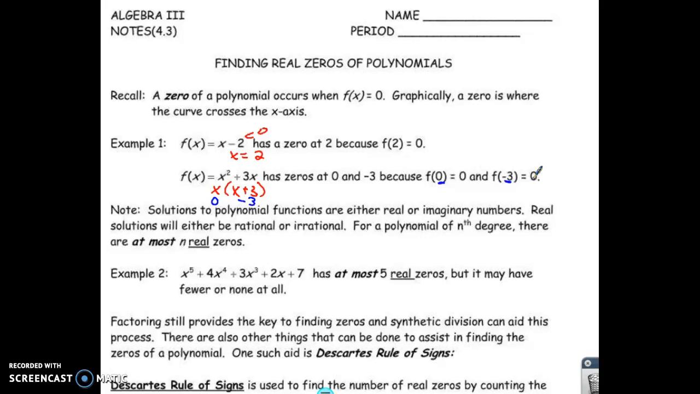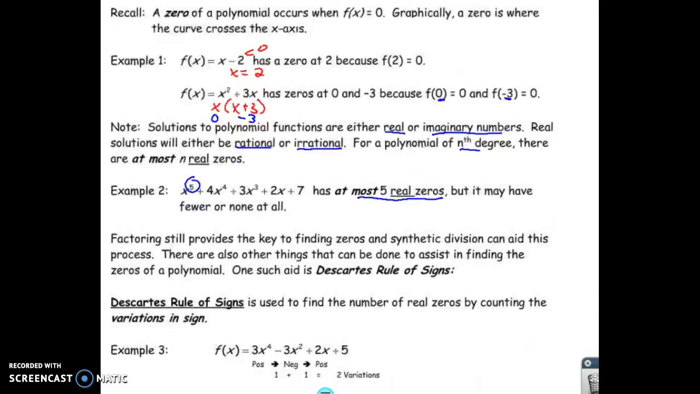And notice the solutions can be either real or imaginary. Real solutions will cross the x-axis, nicely or in a weird spot. And then for this sentence here, the nth degree, well, our highest degree is 5, so at most, it's going to have 5 real zeros. All right, so let me scroll down here.